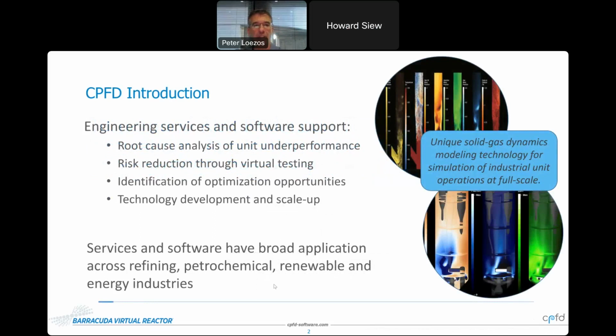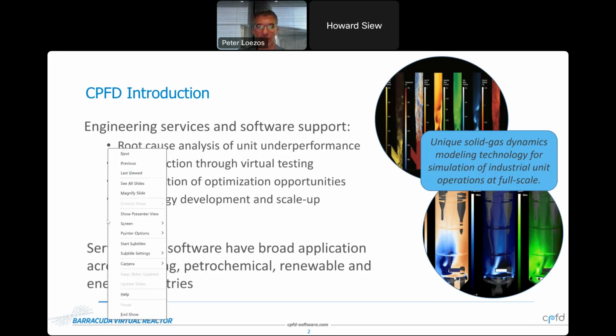So let me start by giving you a brief introduction to CPFD. CPFD provides engineering services and software that support root cause analysis of unit underperformance, risk reduction through virtual testing, the identification of optimization opportunities, and finally, technology development and scale up. Although I'm going to be focusing on the FCC unit for most of this presentation, I do want to note that our services and software do have a broad application across the refining, petrochemical, renewable, and energy industries.